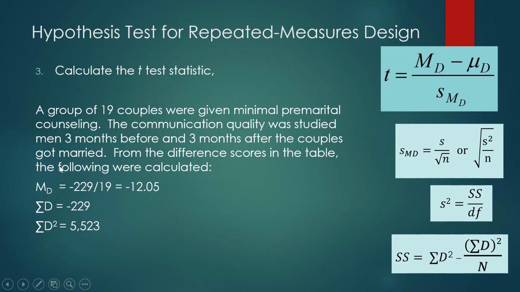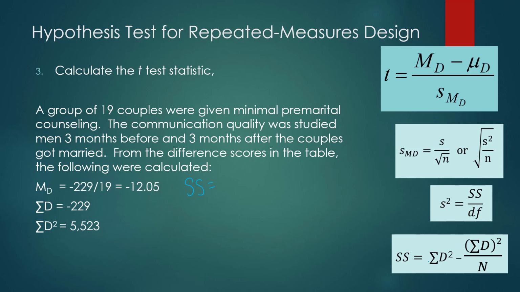So here I have that all laid out. And just to get the mean difference, we take that sum of the difference scores and we divide it by our n. So again, just keep in mind that this sum of the difference scores is very similar to the sum of x, and the sum of the difference scores squared is very similar to the sum of x squared.